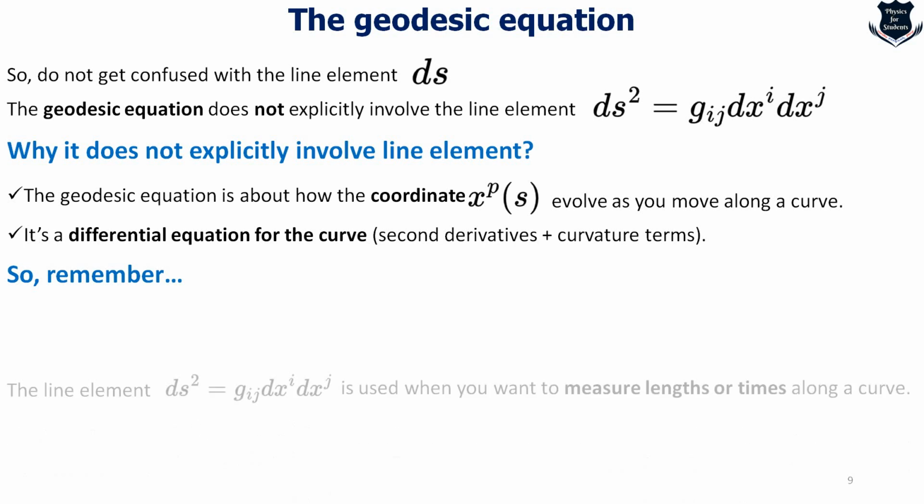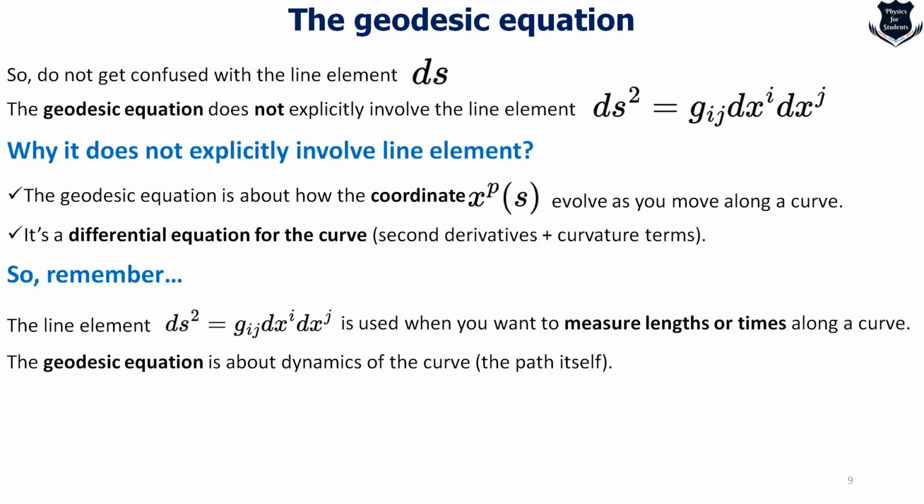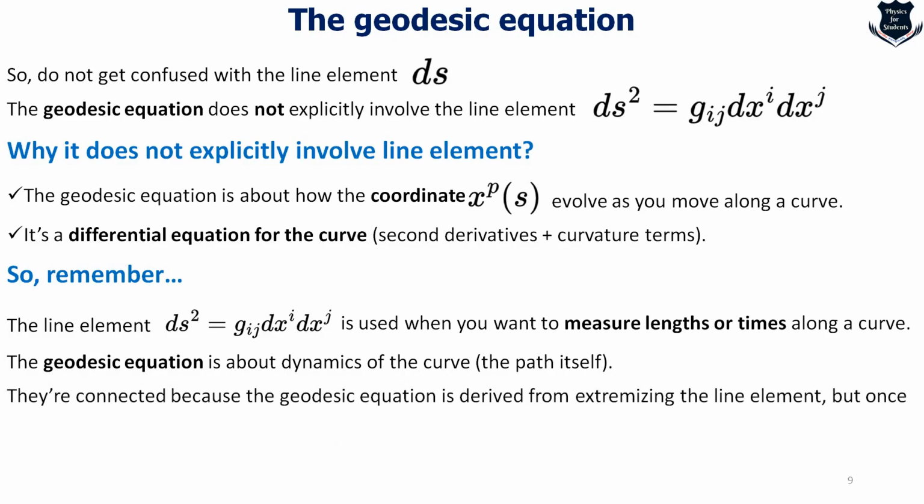Remember this very important thing, that the line element ds square, which you can see in the metric tensor, is used when you want to measure lengths or times along a curve. For example, computing proper time for a world line. For example, computing distance on a sphere. But the geodesic equation itself is about the shape of the path. So we can summarize that the line element ds square is about measurement of length and time. The geodesic equation is about the dynamics of the curve, and they are connected because the geodesic equation is derived from extremizing the line element, but once you have the equation, ds square does not appear explicitly.